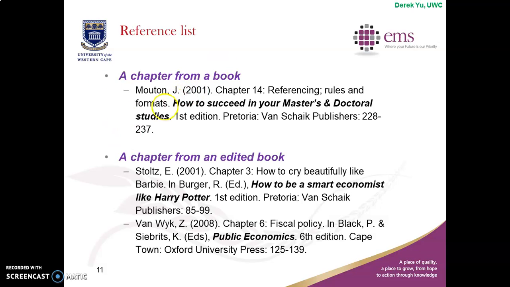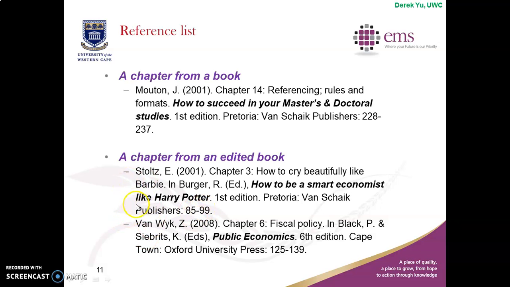Okay. If you use a chapter from an edited book, so let's look at that. So E. Stoltz is the author of chapter 3, How to Cry Beautifully Like Barbie, in this book, which is edited by Berger. So in other words, Berger is the editor of this book. Okay, this is the name of the book, How to Be a Smart Economist Like Harry Potter. Then the first edition, Pretoria, Van Schaick Publisher. Then again, colon, show the pages of this chapter, chapter 3.